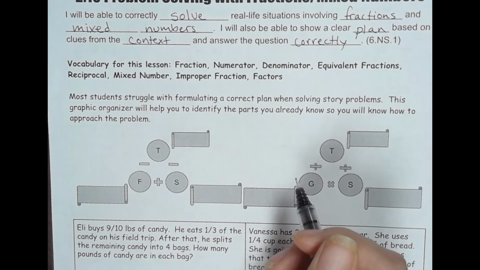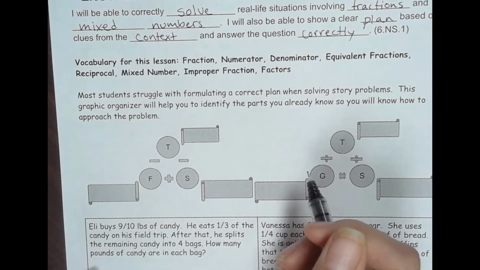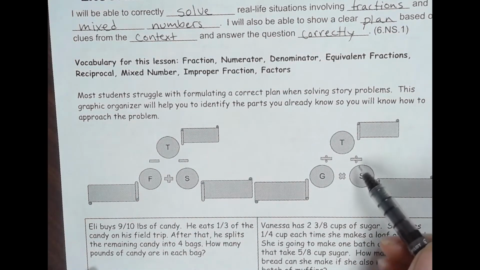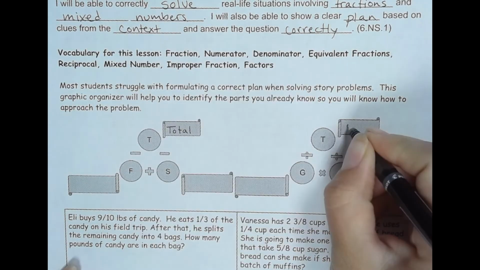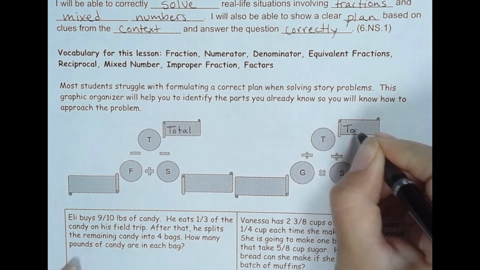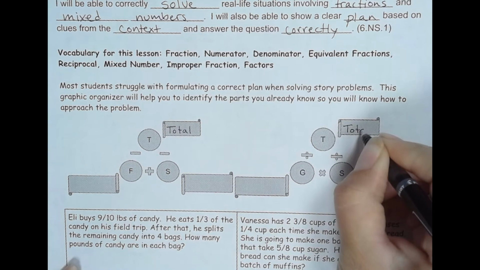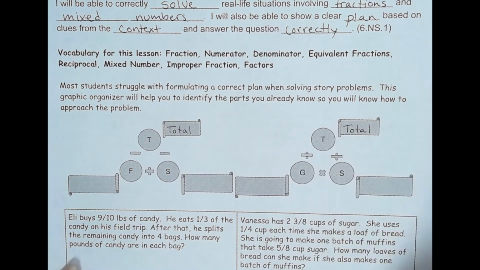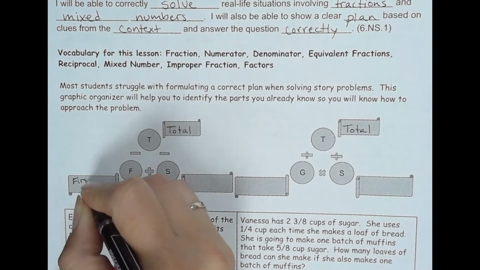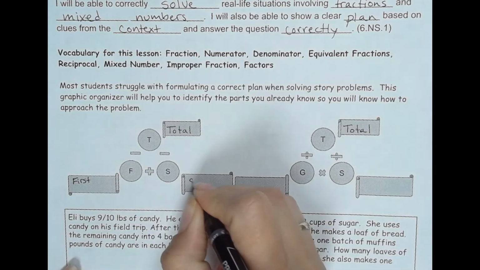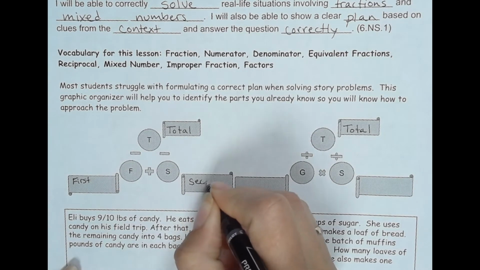Fact family types that we deal with: we have your add and subtract family and your multiply divide families. So in each one there is a total. I want you to write total here. Okay, the difference is here. There's the first item and the second one. Together, they make the total.